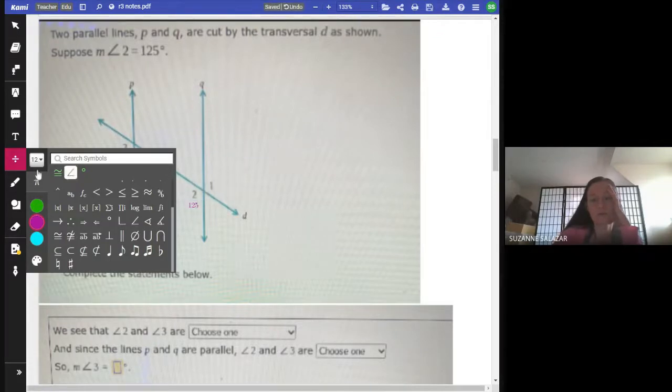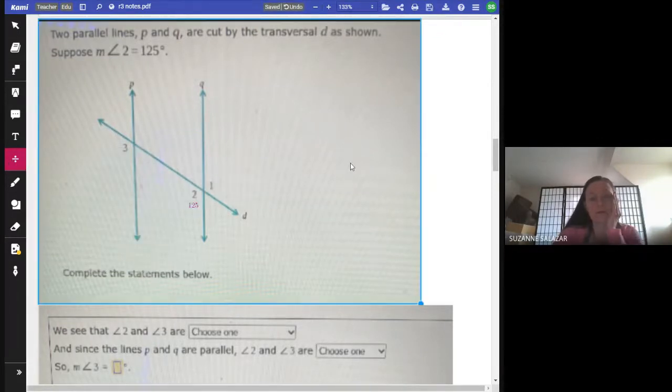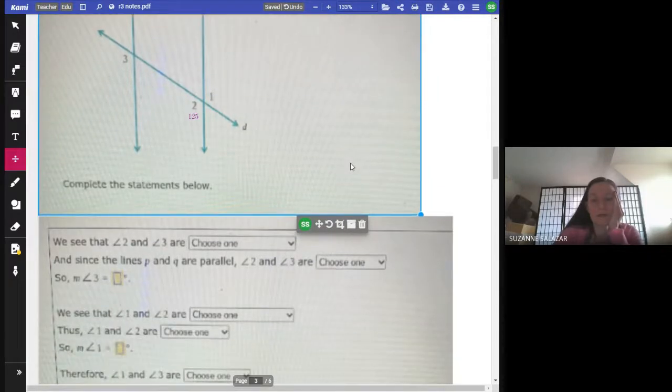So angle 2 is 125 degrees. So I'm just going to label that on my picture because that makes it a lot easier to keep track, because then I can scroll down.